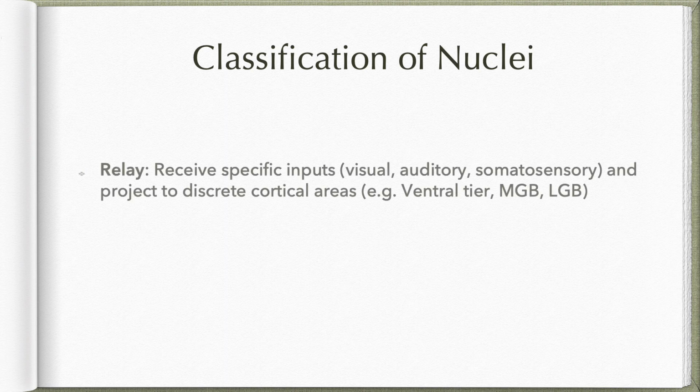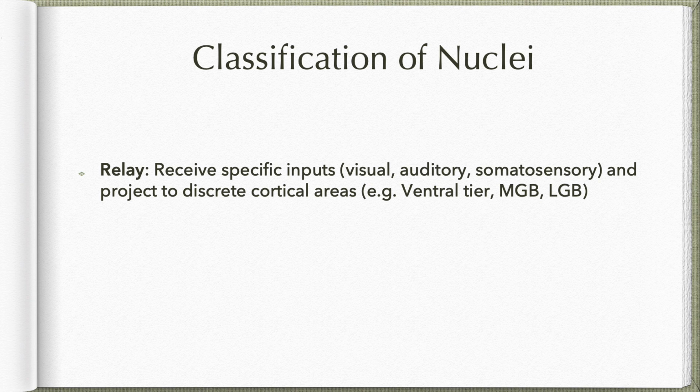Now all these nuclei can be further classified as relay nuclei. These are the nuclei which receive specific input, that is either visual or auditory or somatosensory input, and they project to discrete cortical areas like visual areas or auditory areas or the primary somatosensory cortex.